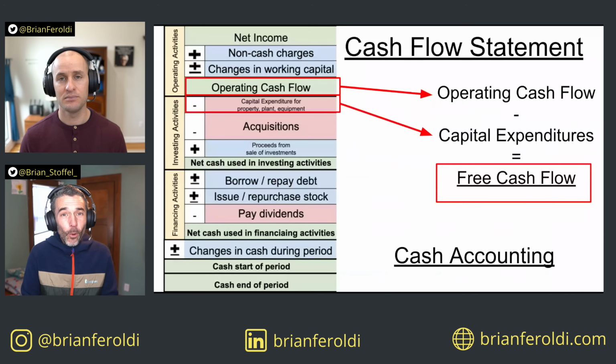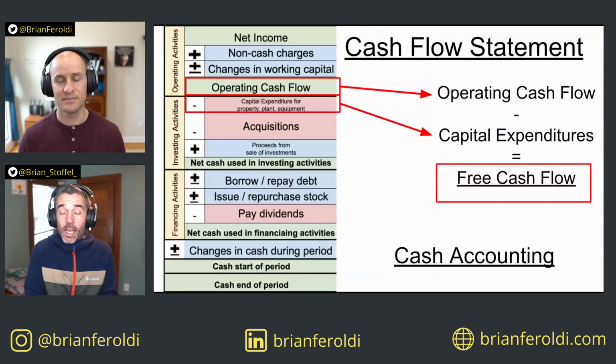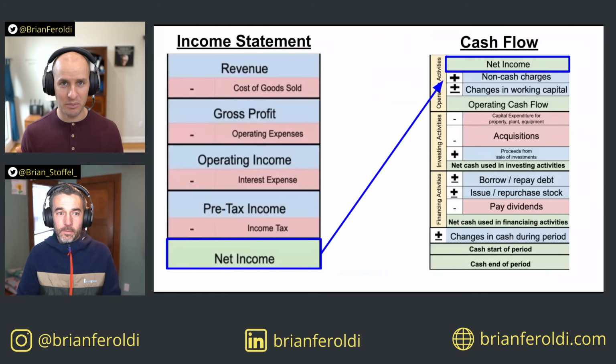And it's really important to note that instead of accrual accounting, the cash flow statement uses cash accounting. In other words, it simply measures money moving in and out of a business. Now, as we've noted before, the income statement and the cash flow statement are linked to each other. The very bottom line of the income statement is net income, and that ends up being the very top line of the cash flow statement.